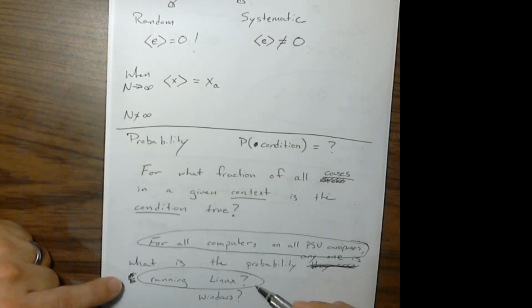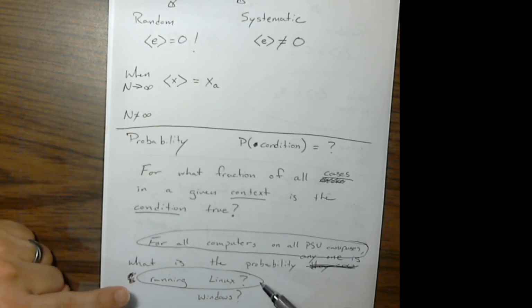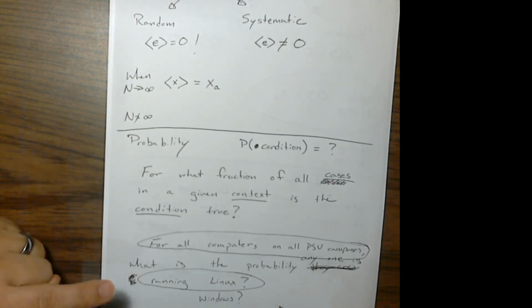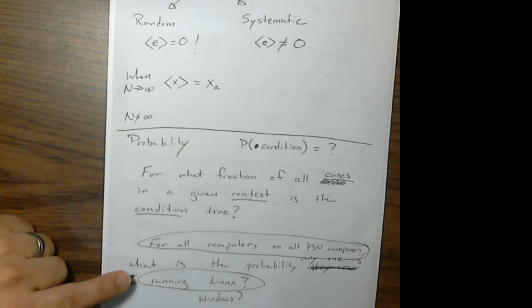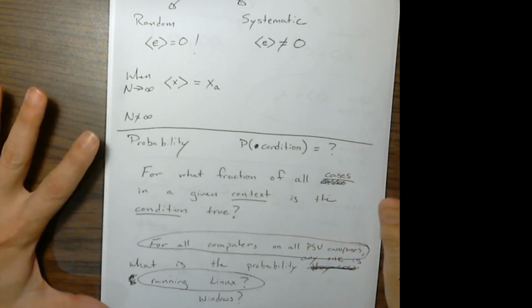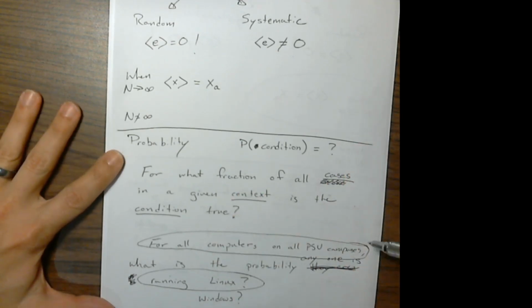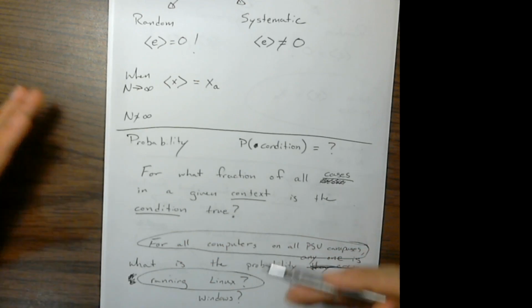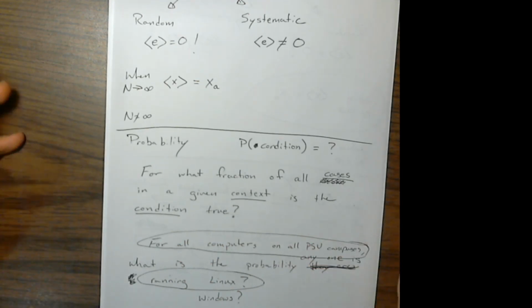So in this case, the condition is easily testable. You have a way to definitively say true or false. You boot the computer. If it's Linux, it's true. If it's running anything else, it's false. You count up all the true cases and divide by the total number of cases in the context, and that's your probability. You're done.